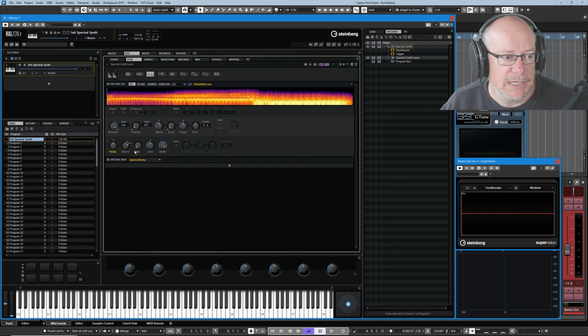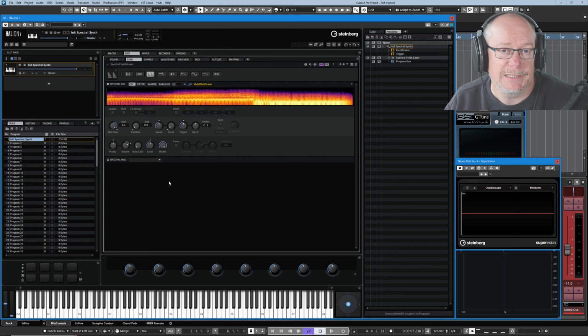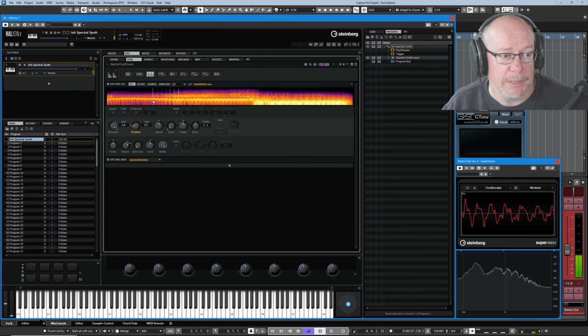Now let's have a chat about inharmonicity. So this value defaults to 100. Again, if I control click, it's going to set it to 100. What inharmonicity does is identify the distribution of the various harmonics in the sound. Again, at any moment in time, let's jump here.